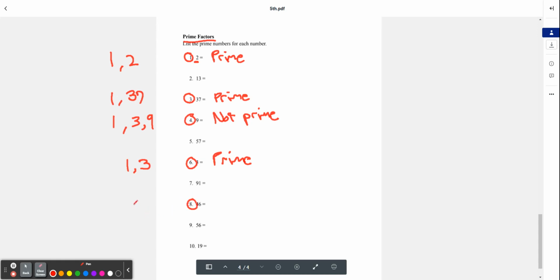46. Other than 1 and 46, we know that 2 and 23 are factors of 46. There are more factors, but since there are more factors than just 1 and 46, we know that 46 is not a prime number. 10. The factors of 19 are just 1 and 19, so we know that it is a prime number.